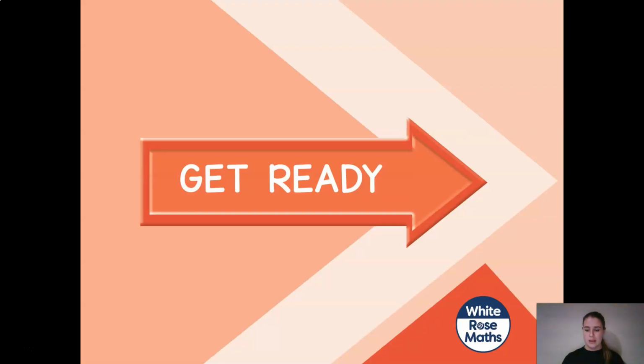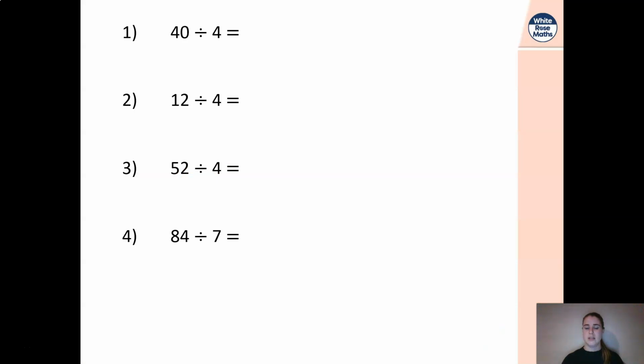So let's move on and have a look at our fluency for today. So we are going to be primarily looking at dividing 2 digits by 1 digit today. So let's warm your brains up with your times tables, pause the video and have a go.